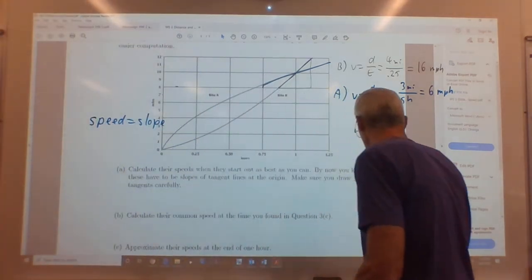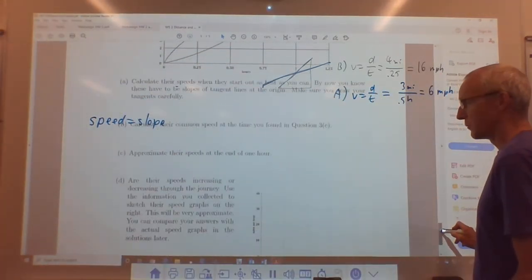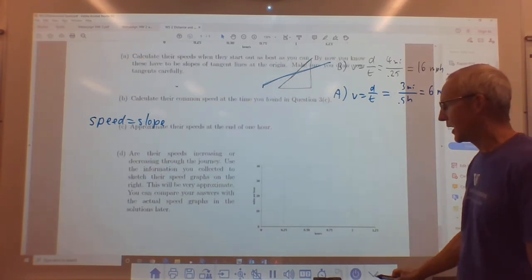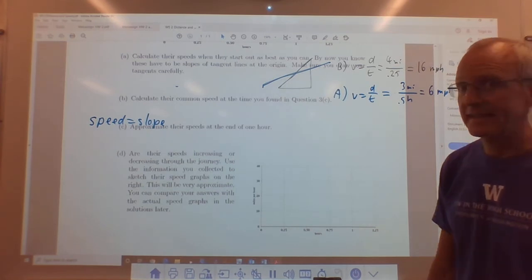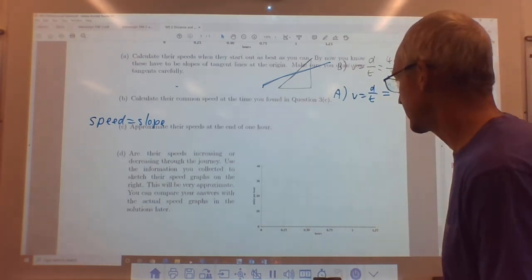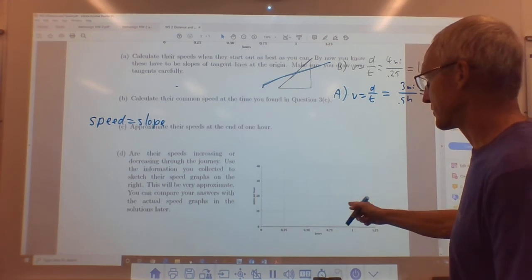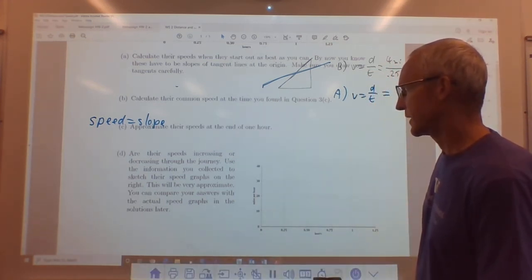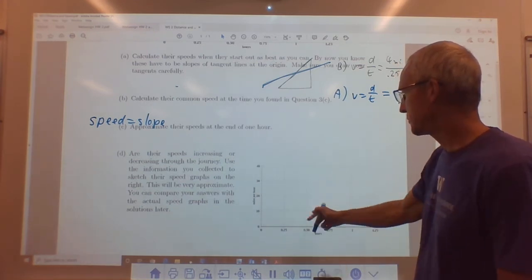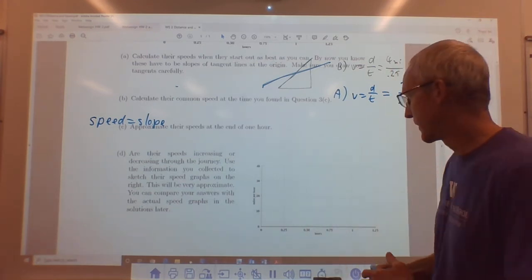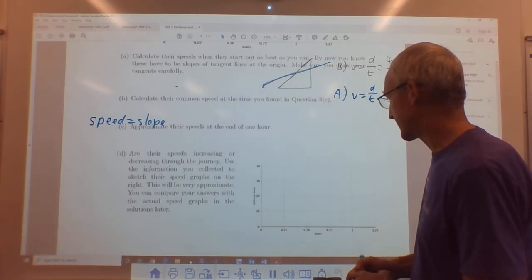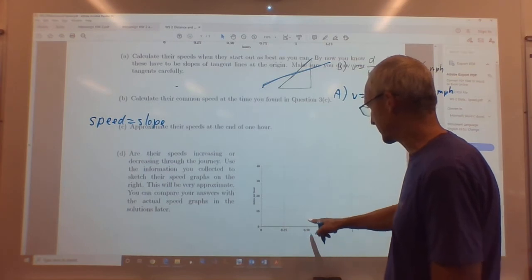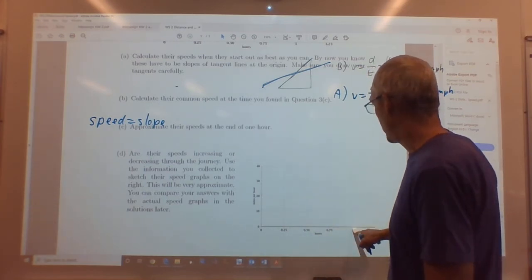Okay, we're almost done. So then, part D says, are their speeds increasing or decreasing through the journey? Obviously, bike A is decreasing, bike B is increasing, and we can just put those numbers on that we had here. They say, use the information collected to sketch the graphs on their right. So you do 2 graphs, bikes A and B, and you just kind of sketch how fast they're going. So they started off at what speeds did we get? And then at half an hour, what were they doing? That's where we thought they're the same, right? And then in 1 hour, what were they doing?